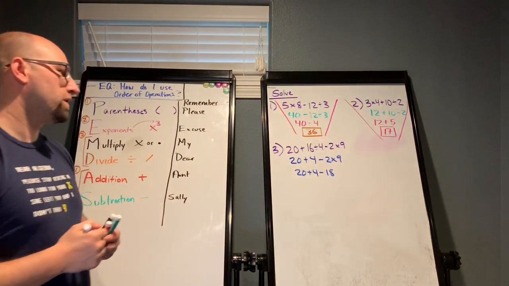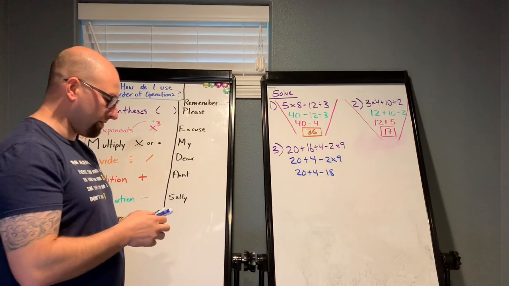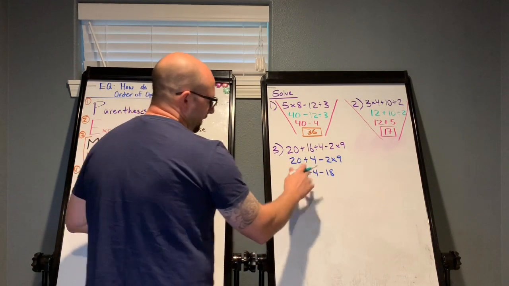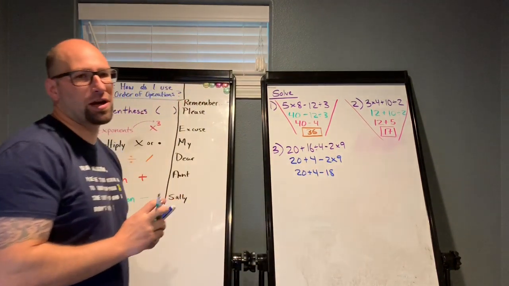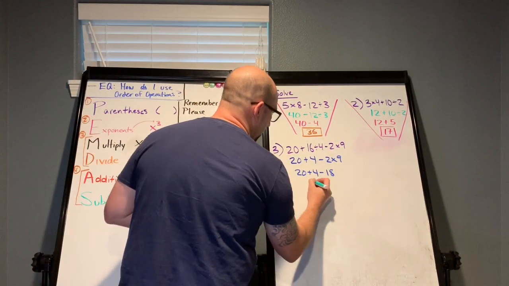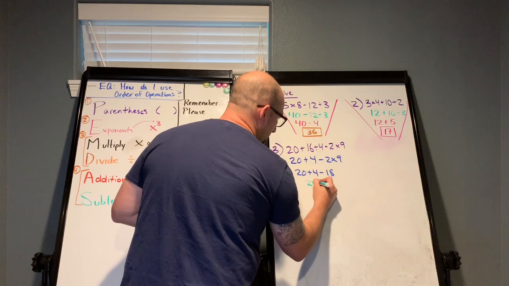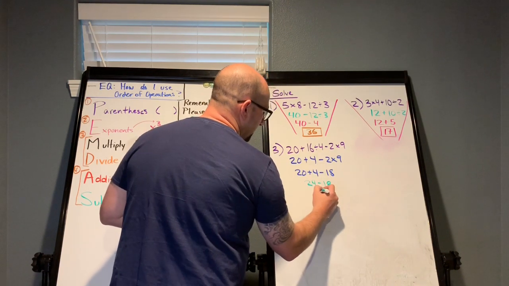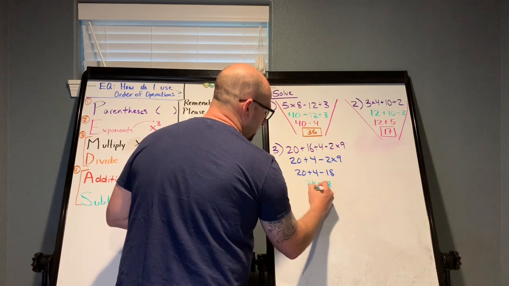All right, so there we go. Now, oh, I screwed up on that, but that's fine. I try to change colors each step, but that's fine. Now we've got an addition and subtraction problem, and it's just left to right. So you go left to right, reading a book. So 20 plus 4 is 24, minus 18. 24 minus 18 is 6. Done.